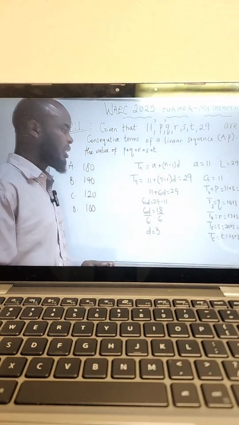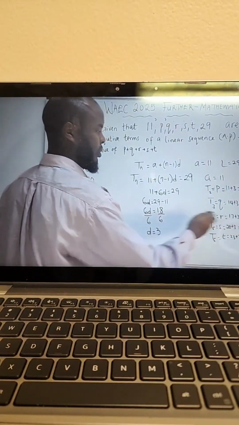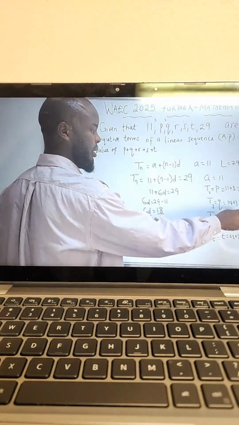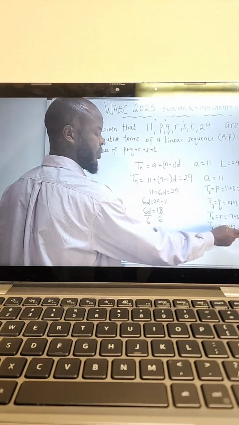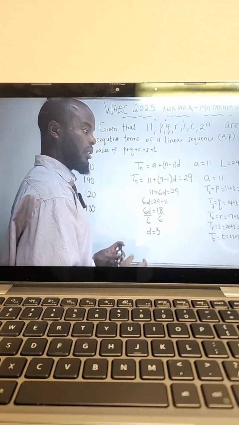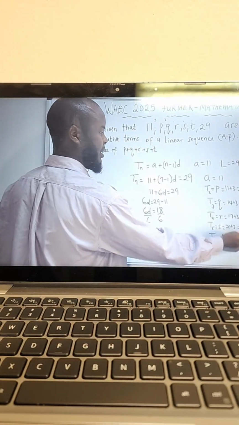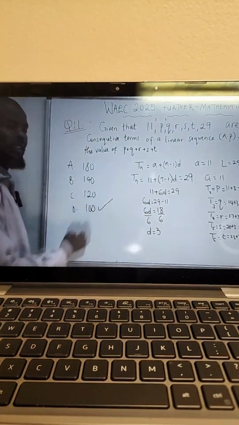So now, what you just have to do to get P plus Q plus R plus S plus T is to add these up. We have 14 plus 17 plus 20 plus 23 plus 26. 17 plus 23 gives 40, plus this 60, plus this 80, 86, 96, 100. So the answer is D.